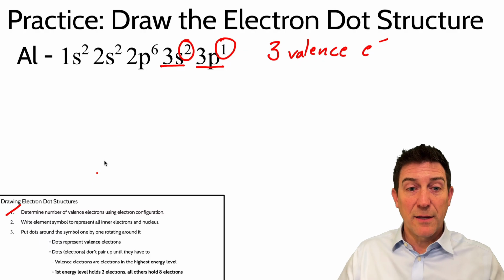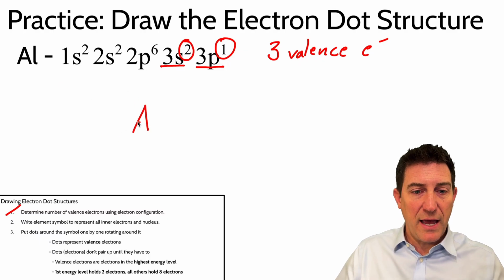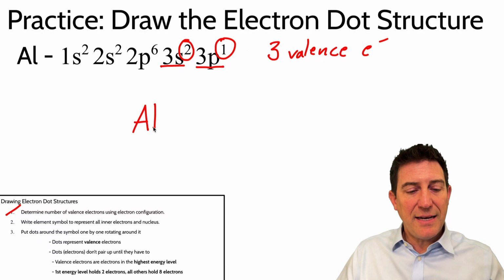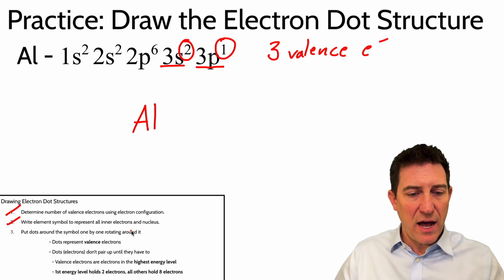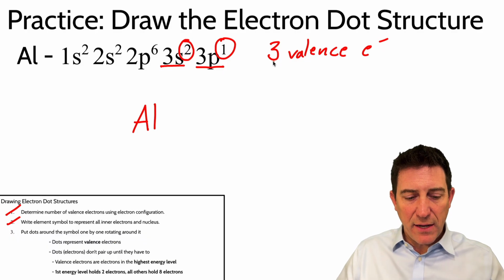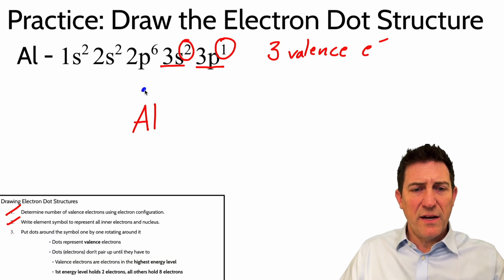I'm going to write the element symbol, which is aluminum. I'll put Al right here. And then I need to add electrons or dots around the outside. We have 3 to put on here. I'll put 1 here. I like to start there, and then I work my way around.